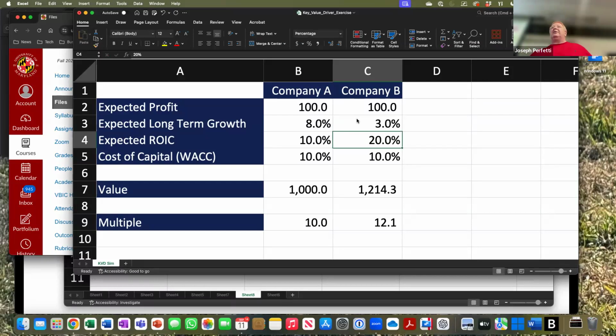This is the cornerstone of expectations in action. I price you as if you're going to make 20 cents growing at 8% a year. I realize I was too optimistic. You're going to make 20 cents, but you're only going to grow 3% a year. Well, 20 cents growing at 3% a year is worth less than 20 cents growing at 8% a year. Your value and multiple come down.